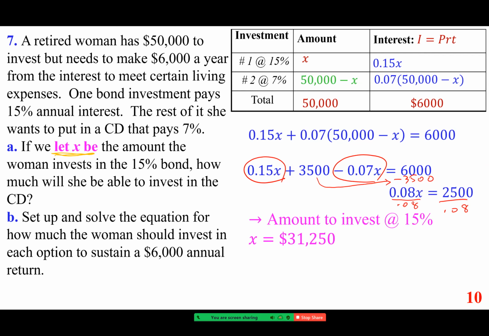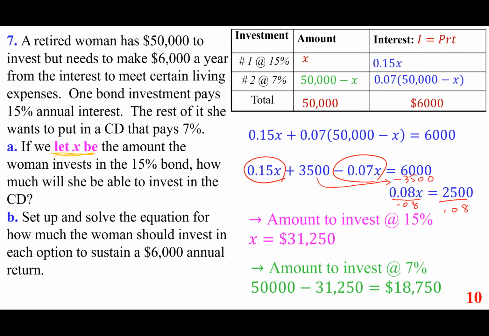And we get 31,250. The rest of it, meaning 50,000 minus 31,250, is invested at 7% return.